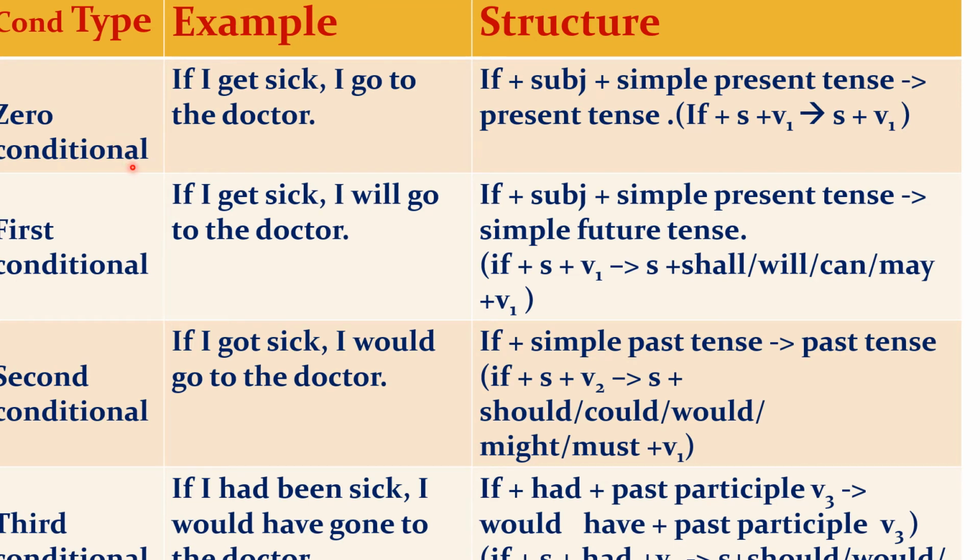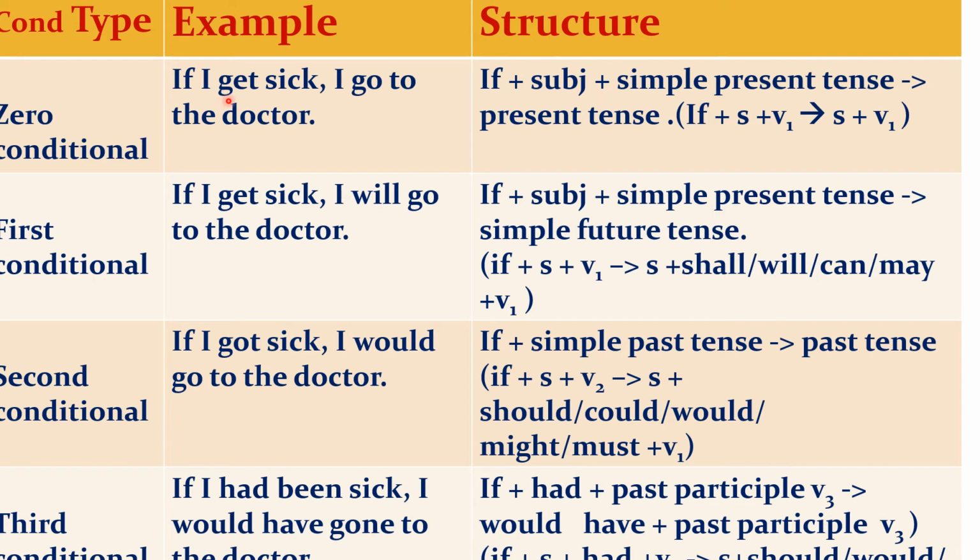Zero conditional. Zero conditional is called the factual conditional. See the example: if I get sick, I go to the doctor. Here, we use this zero conditional to talk about habits, facts, and truths. We can't argue about these things. It's a possibility.